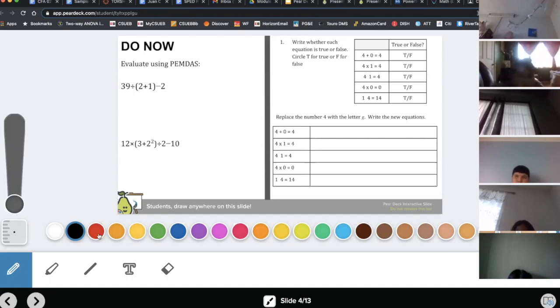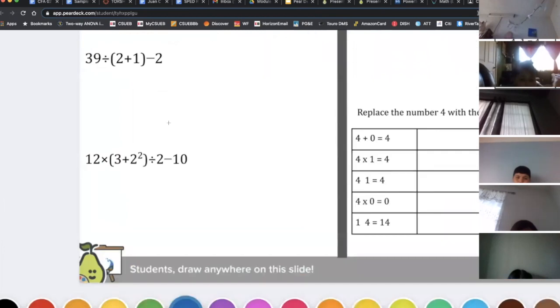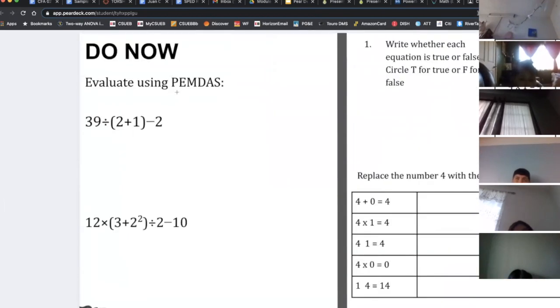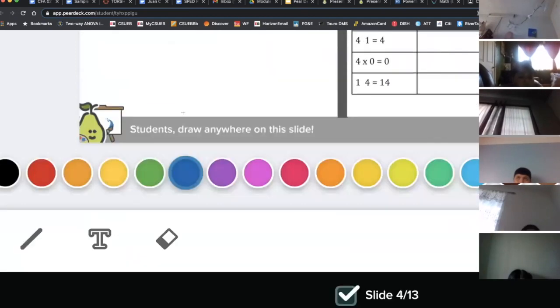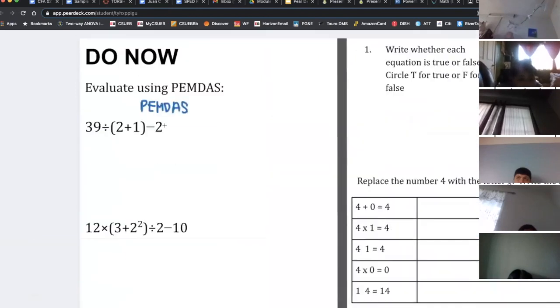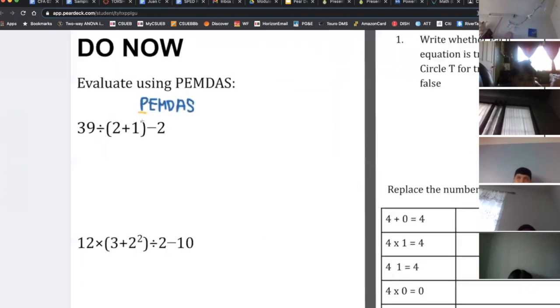So first you have to write down the acronym. Yeah. Okay, so I'll write down the acronym PEMDAS. And why am I writing this acronym down? Because we want to know which ones we have and which ones we don't. Yep. We do have parentheses. You are correct. What else do we have?